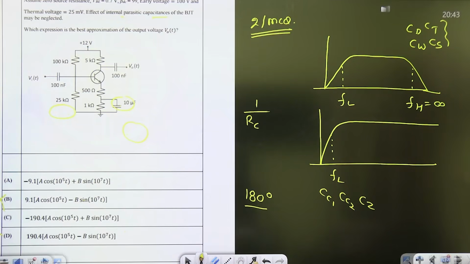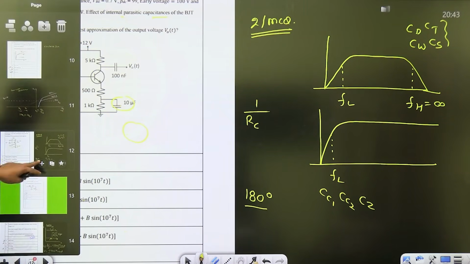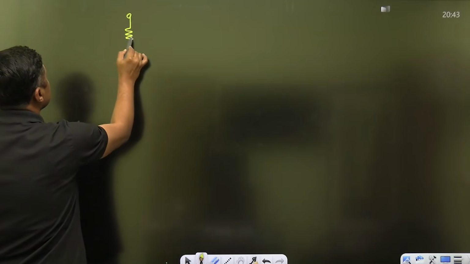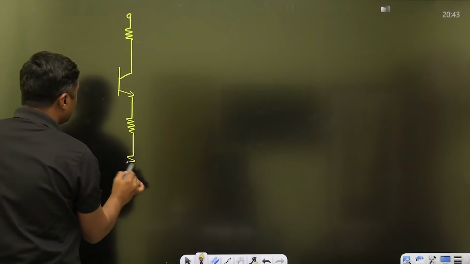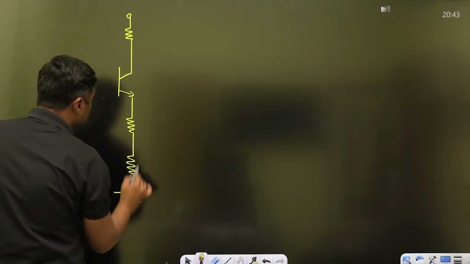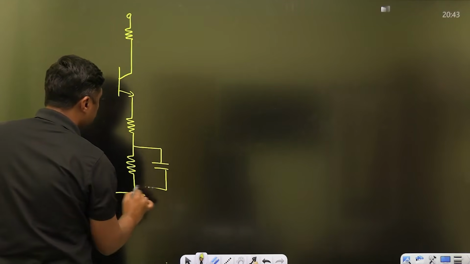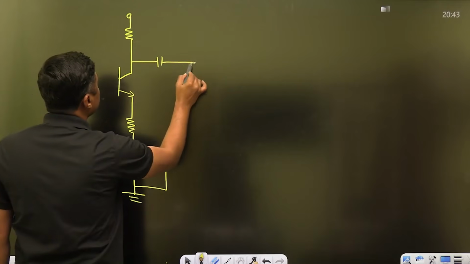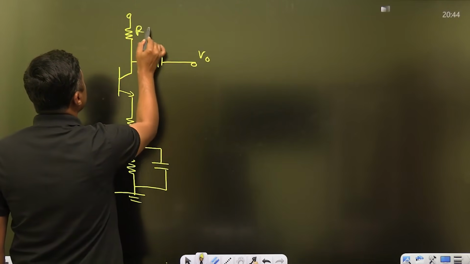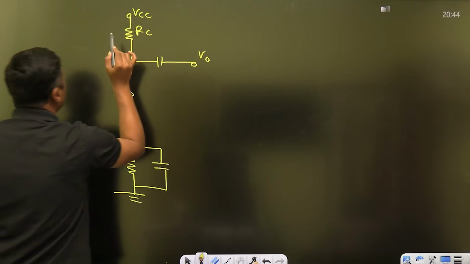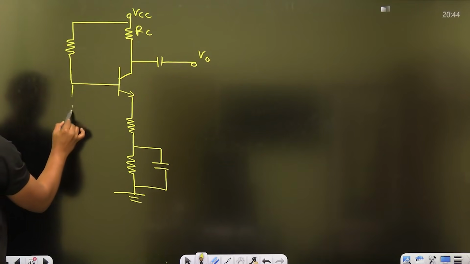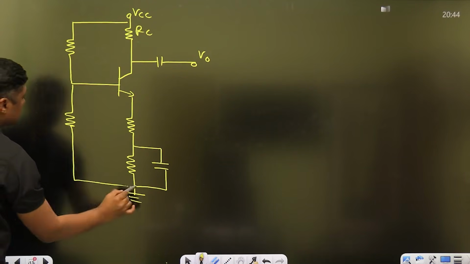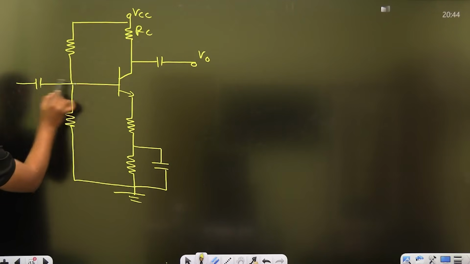Second thing, if this diagram is given, guys, one resistor is connected, another resistor is connected here, that is bypassed. One coupling capacitor is connected here, and we are taking the output. This is the RC, this is the VCC. Okay, potential divider it is given. Here the capacitor is connected, here the VI is connected.